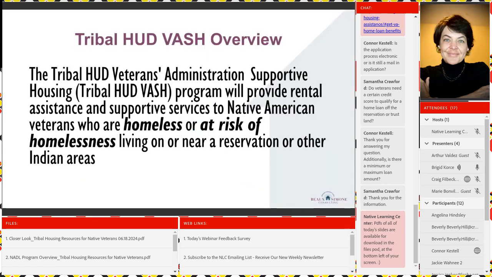Because that is an area that I've been specializing in our work since the program started in 2015. What is Tribal HUD VASH? Well, Tribal HUD VASH is permanent supportive housing. So it is an intervention that is used to end homelessness. We know that HUD introduced a VASH program in the early 2000s to address homelessness among veterans. And it has been a very successful solution to homelessness.